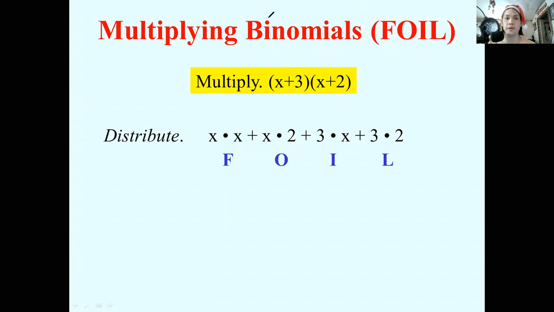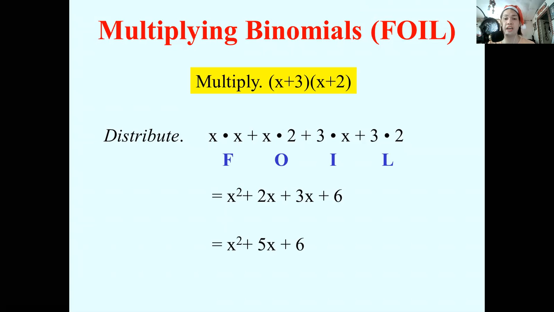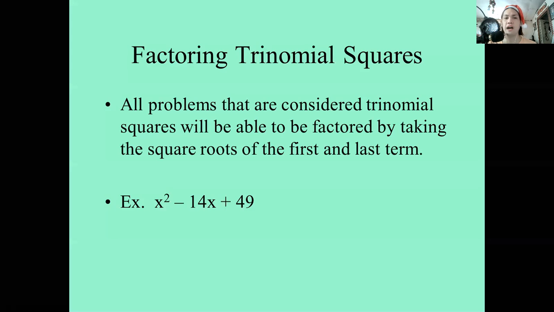After using the FOIL method in multiplying these binomials, what does that give you? We have x squared plus 2x plus 3x plus 6. Then we combine like terms, where our like terms are 2x and 3x. That gives you a final answer of x squared plus 5x plus 6. So this is how we obtain the trinomial x squared plus 5x plus 6 by multiplying the two binomials using the FOIL method.